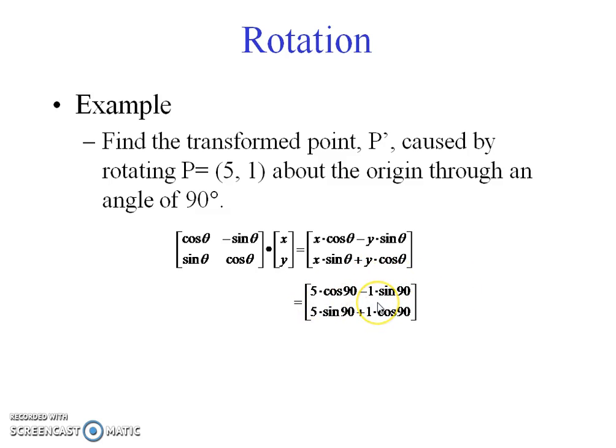So 5 and 1 are the point which will be multiplied with the matrix of cos 90, minus sin 90, sin 90 and cos 90 respectively. Finally, after substituting the values, we get cos 90 as 0, sin 90 as 1, sin 90 as 1, and cos 90 as 0. So the final point is (-1, 5). These are the values of x prime and y prime.